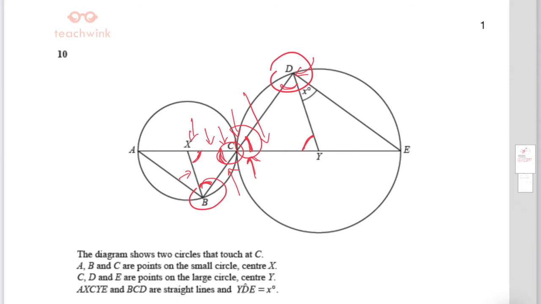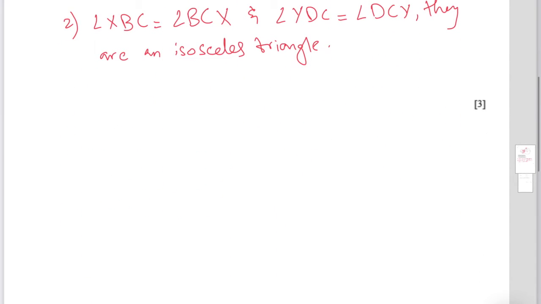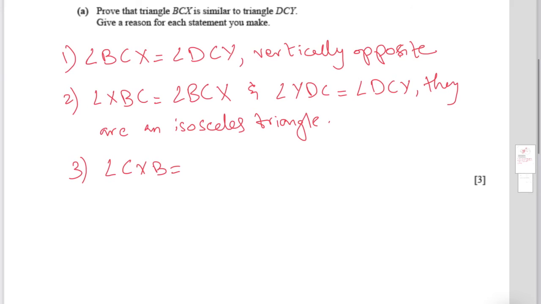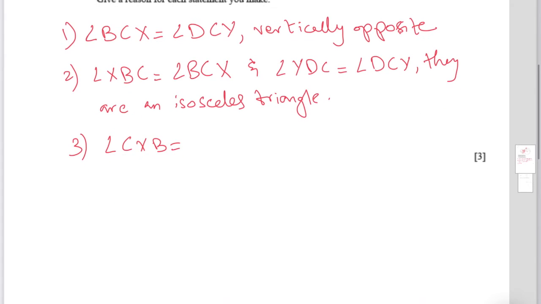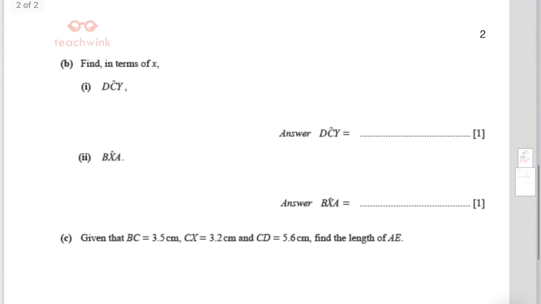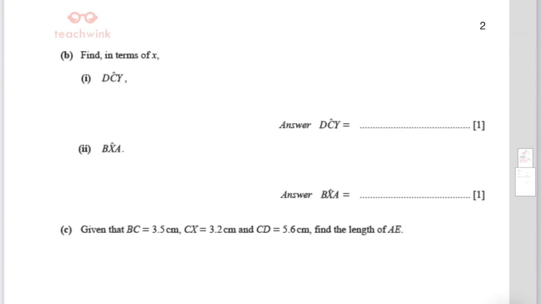Now we're going to write down the statement for the last angle, because that's also going to be the same. The third statement that we can make is that angle CXB and angle CYD are the same, because these are isosceles triangles and the other four angles are exactly the same, so the third angle is also going to be the same. Okay, let's move on.